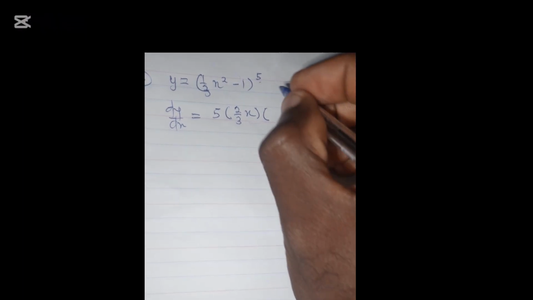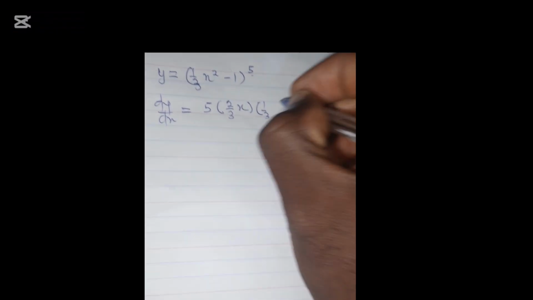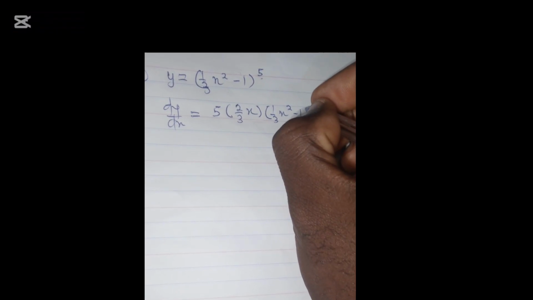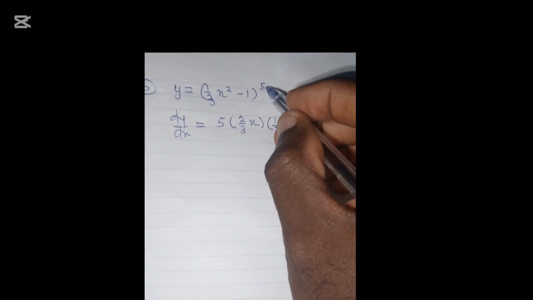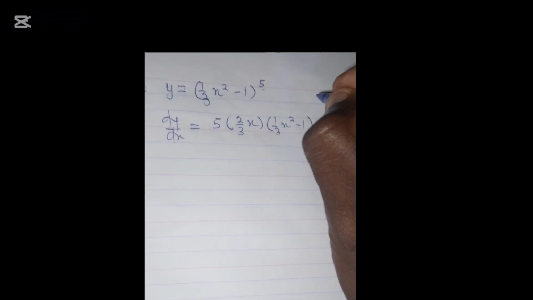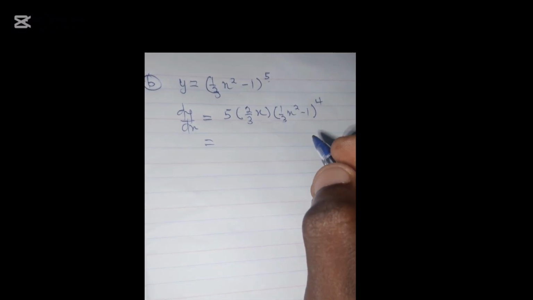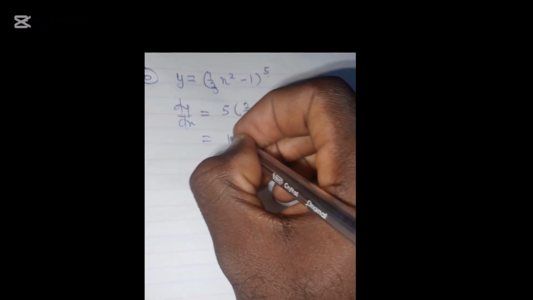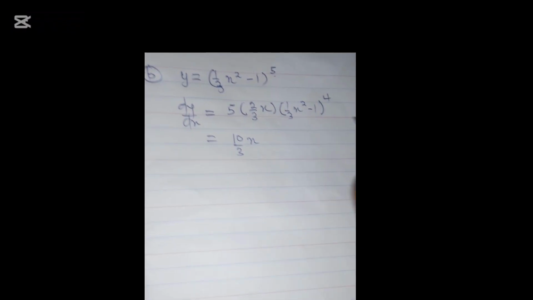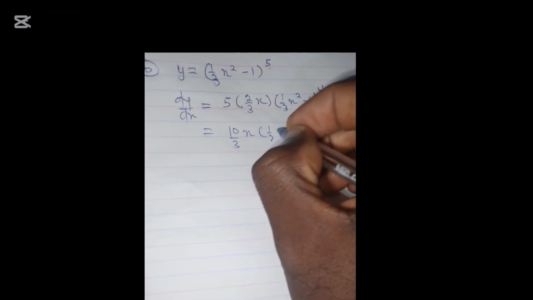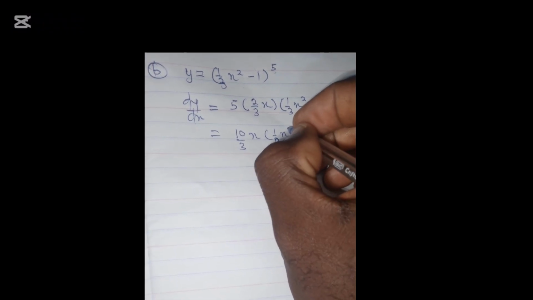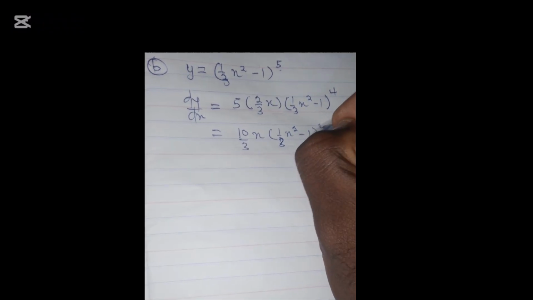And then after the differential, you don't get rid of what is inside the bracket, you keep it. So we are going to have 1 over 3 x squared minus 1 kept, and then we subtract 1 from the exponent of what is inside the bracket, so that will give us 4. Now all we need to do is to simplify this one. This is going to give us 10 over 3x into bracket 1 over 3 x squared minus 1 all raised to the power 4.